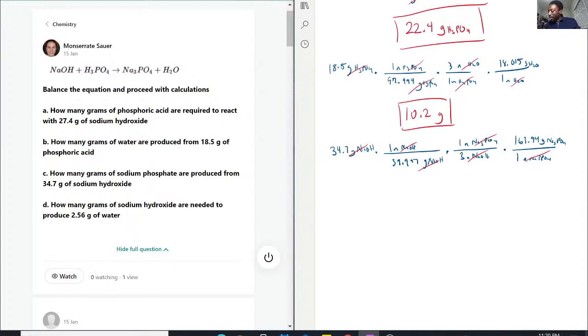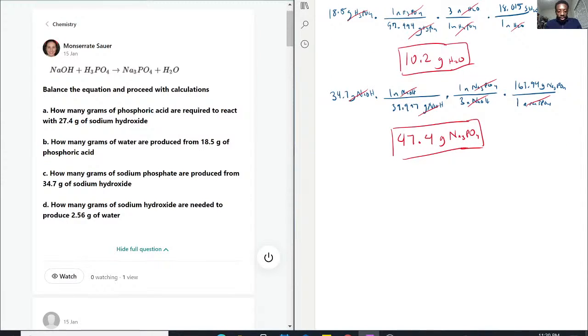And let's plug into our calculator. That's 34.7 divided by 39.997 divided by 3 times 163.94. And we get a nice 47.4 grams. Okay, assuming we've been doing everything correctly so far. Let me just actually add that. For the previous questions, it was grams of water, and this was grams of Na3PO4.